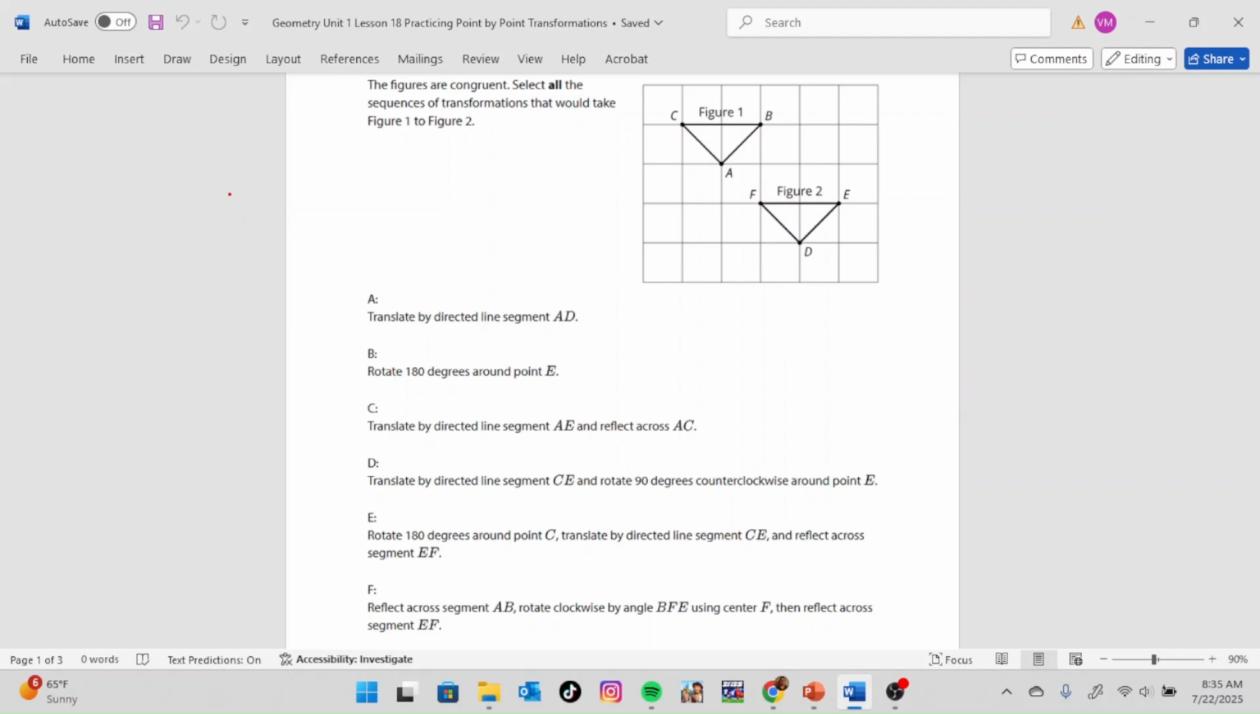So in order to help you visualize this, I'm going to draw each step of each sequence so that we can see if it actually takes figure 1 to figure 2. But to keep the screen from getting cluttered and confusing, once I'm done drawing the steps and we see if that choice is a correct answer or not, I'm then going to erase it so that I can start fresh on the next one. So feel free to pause this video as you need to in order to make sure you understand what's going on.